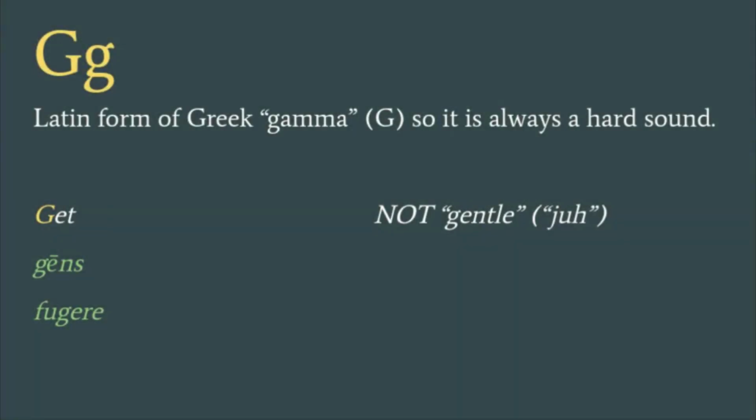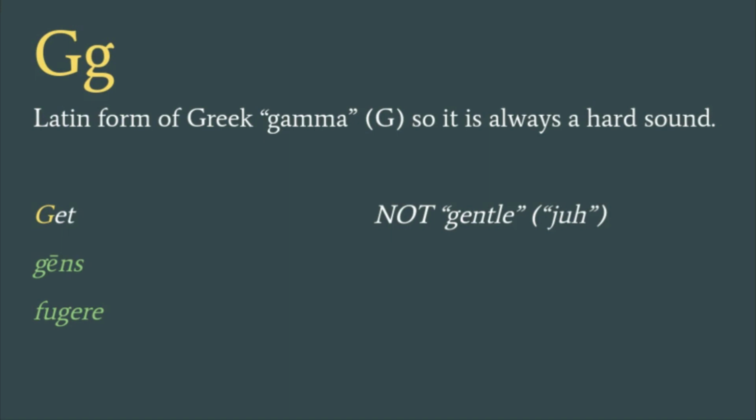Next, we have the G. The consonant G in Latin is the form of the Greek gamma. It makes a G sound like gamma. So it's always hard. So think of the English word get, right? It's never a J sound. In English, you can say gentle, and the G is really acting like a J. It's not going to do that in Latin.